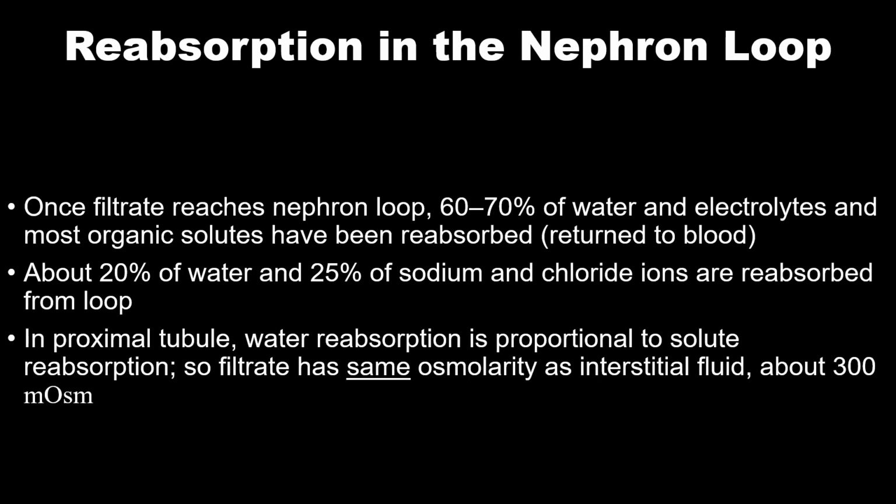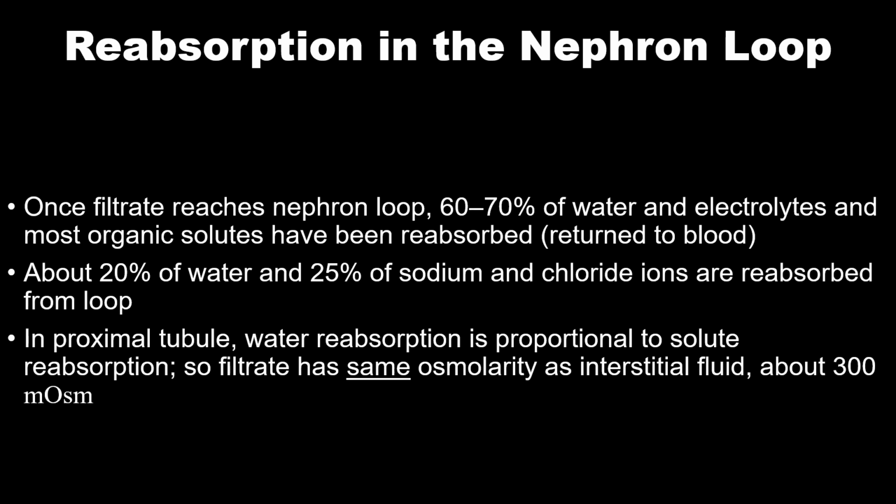Now, once filtrate actually hits the nephron loop, it barely resembles the original filtrate. 60 to 70% of the electrolytes and water have gone back into the blood, and most organic solutes like glucose and amino acids are gone. As the filtrate flows through this nephron loop, it undergoes even more losses. 20% of the total water, 25% of the total sodium and chloride ions, and a significant portion of any other remaining ions are reabsorbed and returned to the blood.